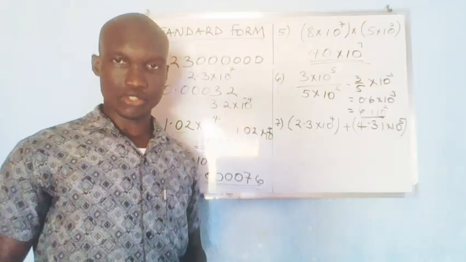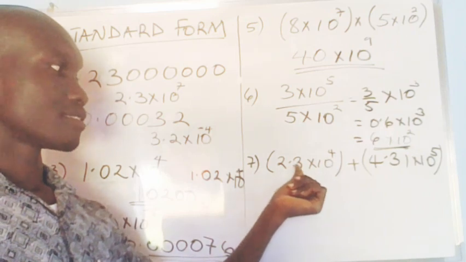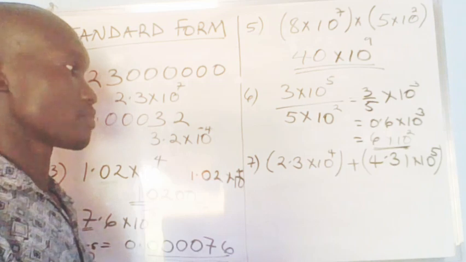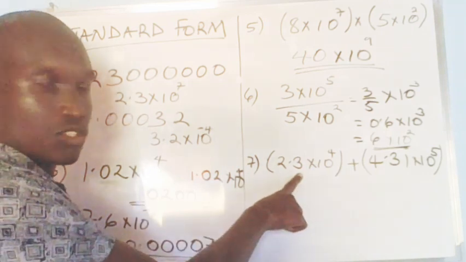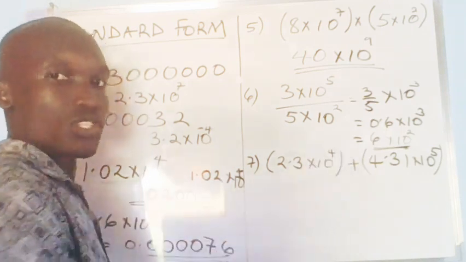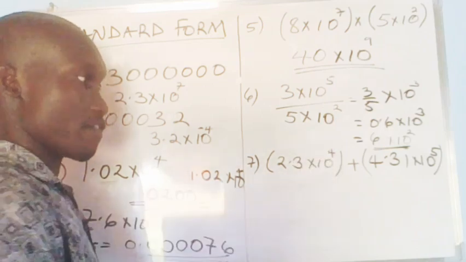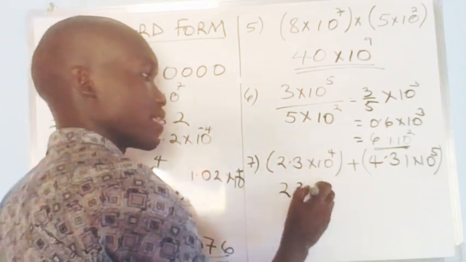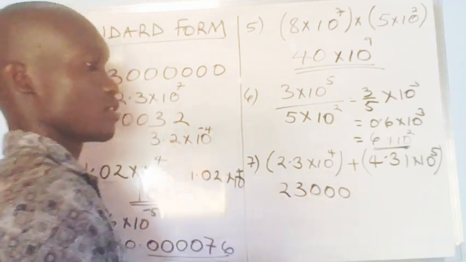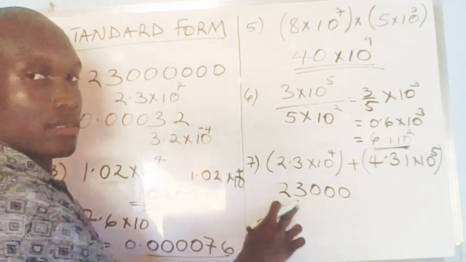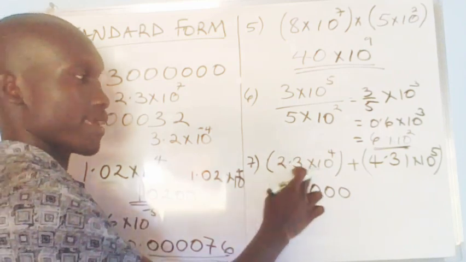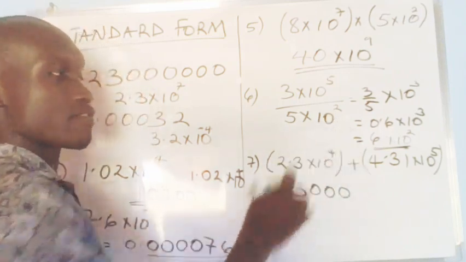Now let's look at addition. Now we have 2.3 times 10 raised to power 4. We convert this to natural numbers. Now there is already one number here, so that means we are going to add 3 more zeros to make it to power 4. So we are going to have 2, 3 plus 3 zeros. So that when you convert this to standard form, you're going to have this. There is already one number here, so you add 3 more zeros to make it 4.